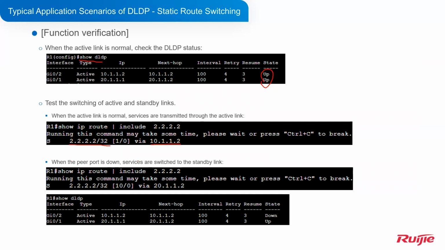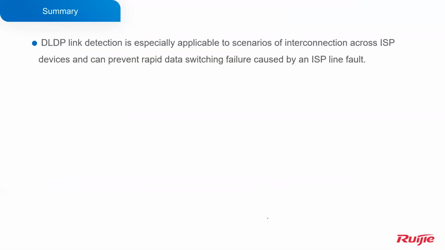While when the peer port is down, we can see if the service is switched or not. So show IP routes. You can see here we have switched to the other path because it's via 20.1.1.2, which is different from 10.1.1.2, right? And at this time, when you use the command show DLDP, you can see one of the session states is down now. Of course, there is some fault. We can, for example, manually shut down one of the interfaces.